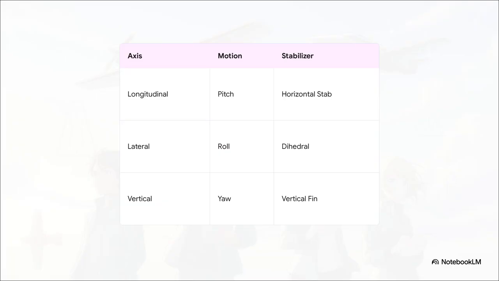Okay, to pull all of this together, I highly recommend taking a quick screenshot of this cheat sheet right now. Matching the axis to the resulting motion and identifying the exact design feature that stabilizes it is virtually guaranteed to be on your exam. Remember, the longitudinal axis is the pivot for pitch, stabilized by the horizontal stabilizer. The lateral axis is the pivot for roll, stabilized by dihedral. And the vertical axis is the pivot for yaw, stabilized by the vertical fin.